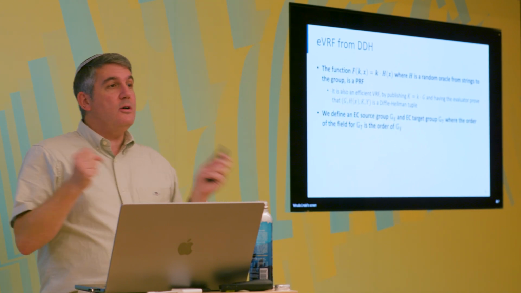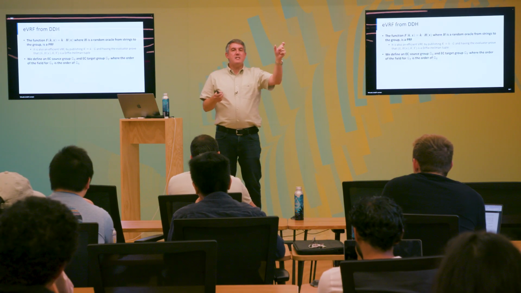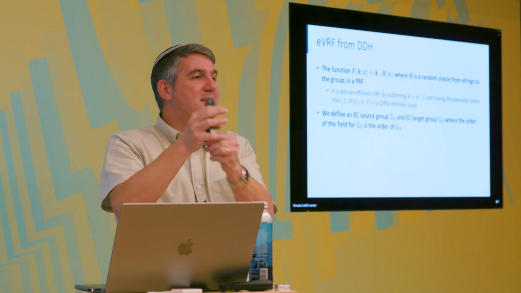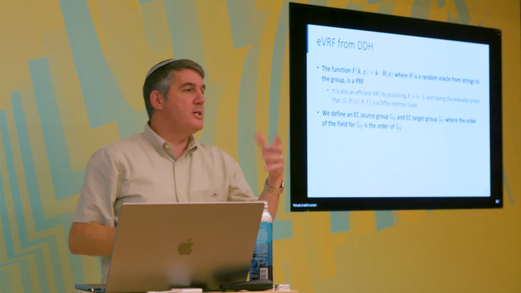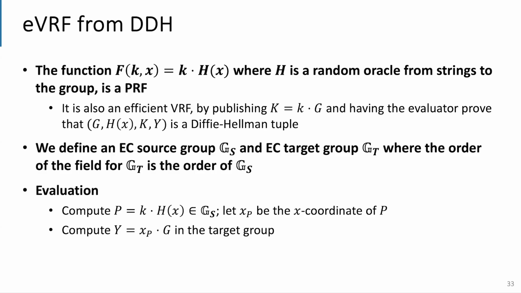Okay, so here we can define a source group and a target group, and we want the order of the field for the target group to be the order of the source group. So basically we want to generate an element in the source group, and the x value would actually be of the order of the target group. So that's the way that we can take the output of this PRF and use that as the scalar for the target group, which is what we're going to be using for our signing, for example. In order to evaluate, we're going to compute the original PRF in the source group. We're going to take the x coordinate and multiply that by g, and that's going to be our capital Y. And I'm going to prove in zero knowledge that this is correctly computed.